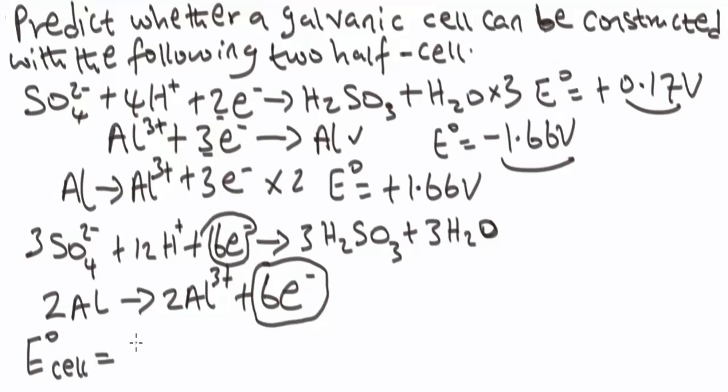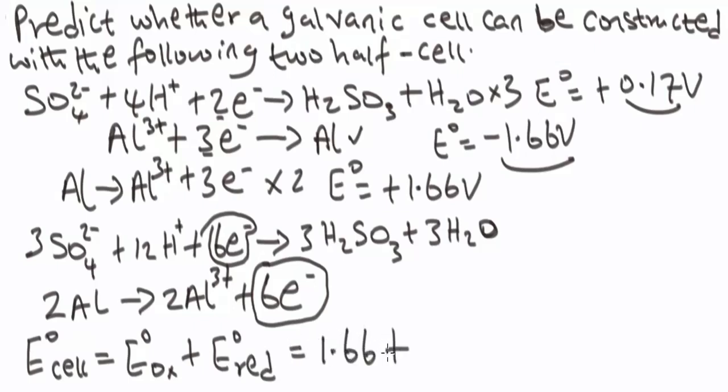So that's oxidation half potential plus reduction half potential. So when you put the values, I'm going to have it to be 1.66 plus 0.17. So let me punch it into my calculator. Okay, so I have it to be 1.83 volts. So this reaction is spontaneous because the cell potential is positive.